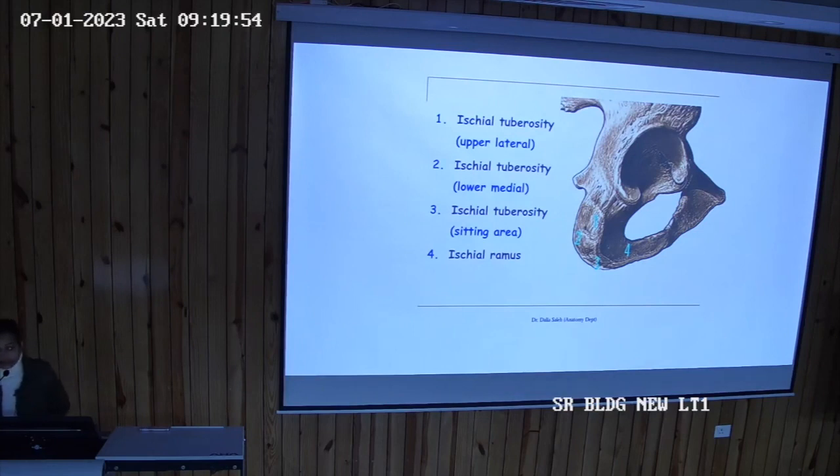There will be another diagram that you have to draw. This ischial tuberosity is divided by a horizontal or an oblique line into upper and lower halves. Again, each half is divided into medial and lateral parts. So this upper lateral part forms the superolateral part of the ischial tuberosity. This lower medial part forms the inferomedial part. Then we have the inferolateral part of the ischial tuberosity. This is the conjoint ramus, this is the ramus of ischium and this is the ramus of pubis.